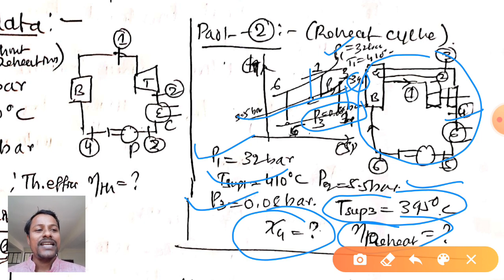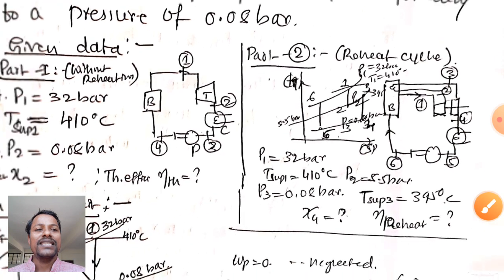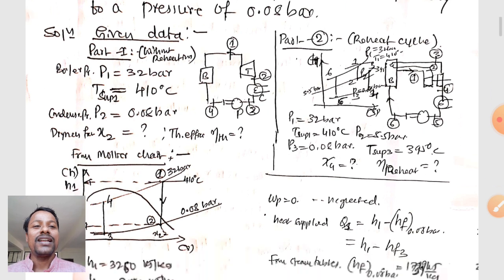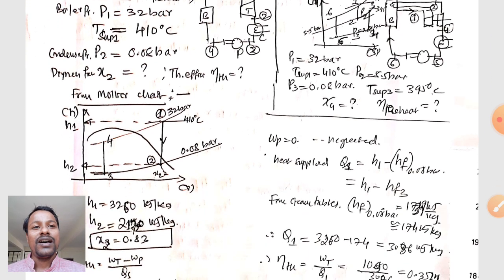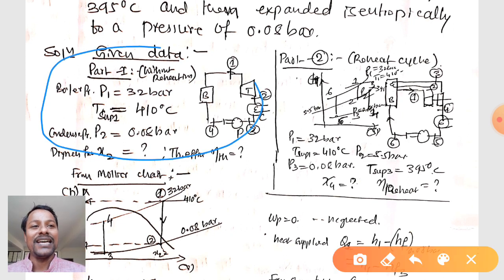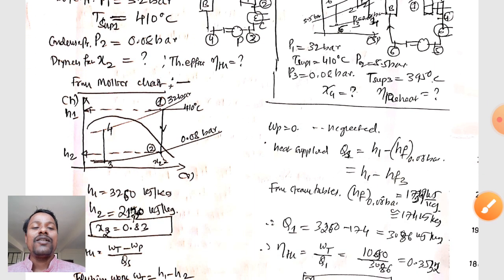So after understanding the problem statement and assigning the proper notations and understanding what needs to be calculated, let us go into the solution. So now from the part 1 data that we have already written here, let us begin with the solution. So let me use the Mollier chart for the solution here. Here we are supposed to calculate the dryness fraction at x2 and thermal efficiency.